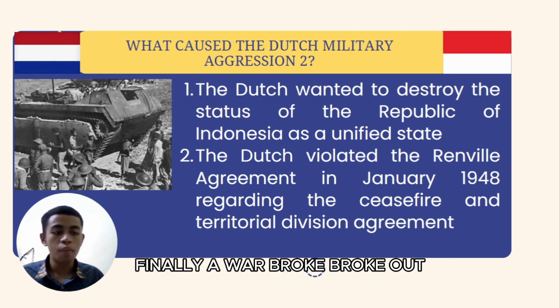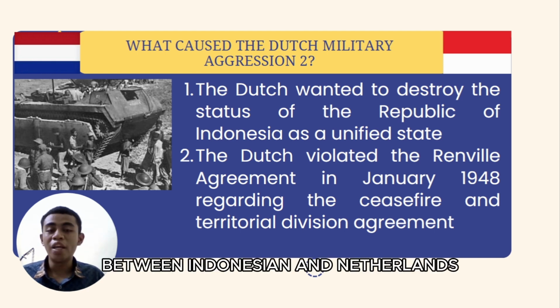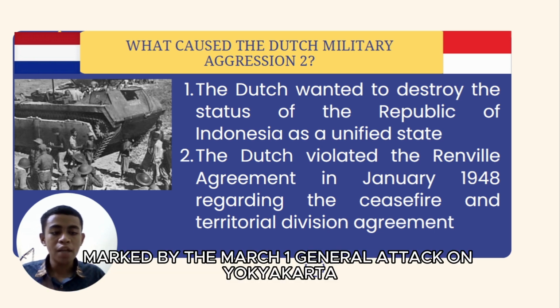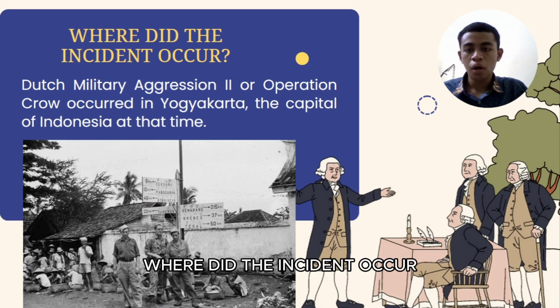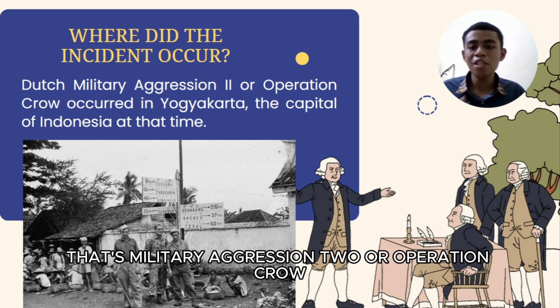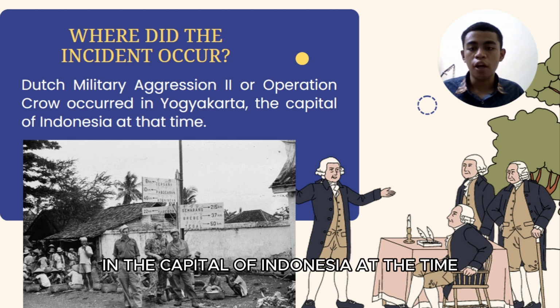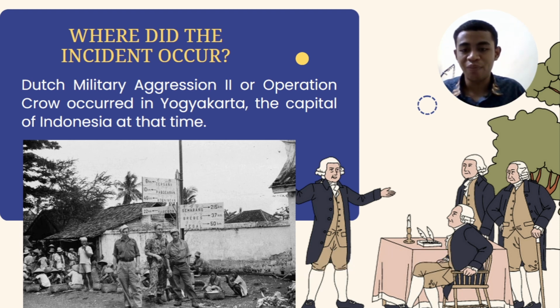Finally, a war broke out between Indonesia and the Netherlands, marked by the March 1 general attack on Yogyakarta by Indonesia. Where did the incident occur? The Dutch military aggression, or Operation Kraai, or what we call Gagak Operation, occurred in Yogyakarta, the capital of Indonesia at the time. So maybe that's all.